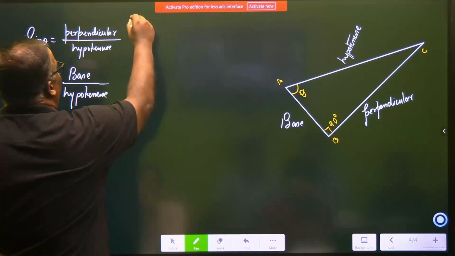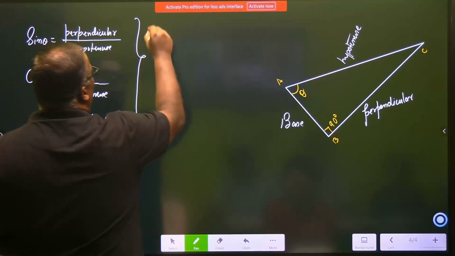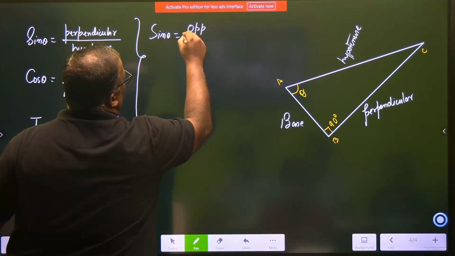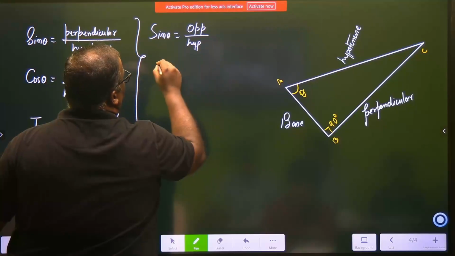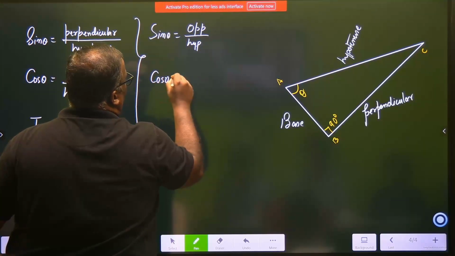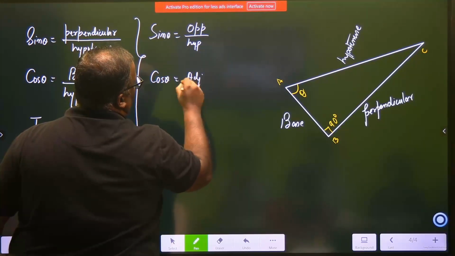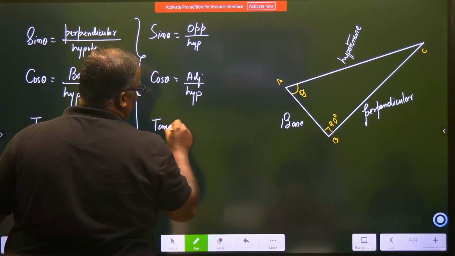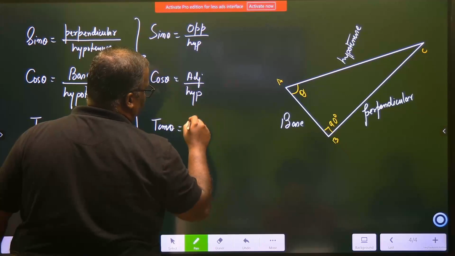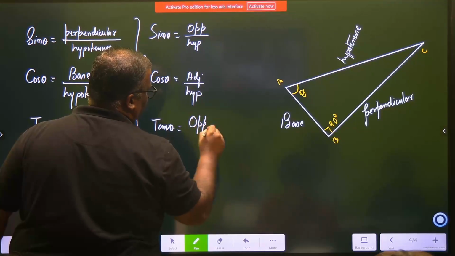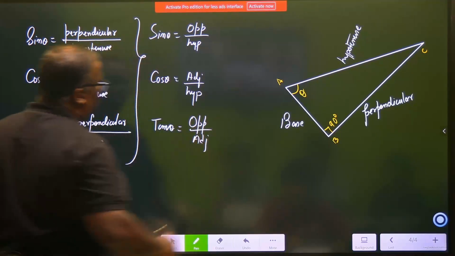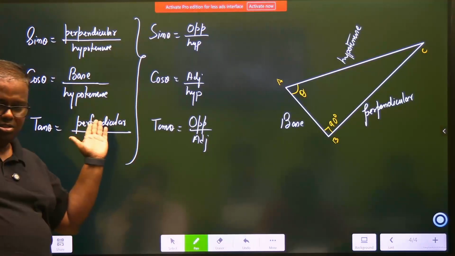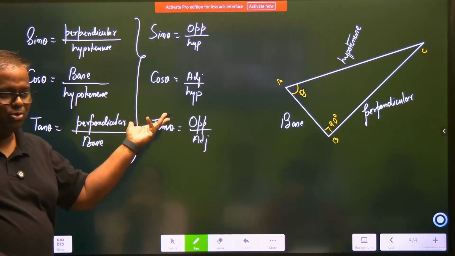And the way you learnt it in your books, sin theta is opposite side by hypotenuse. Cos theta is adjacent side by hypotenuse. And tan theta is what? Opposite by adjacent. Now this is known as the, what do you call, the boomers, and this is for the skibidi people, right?